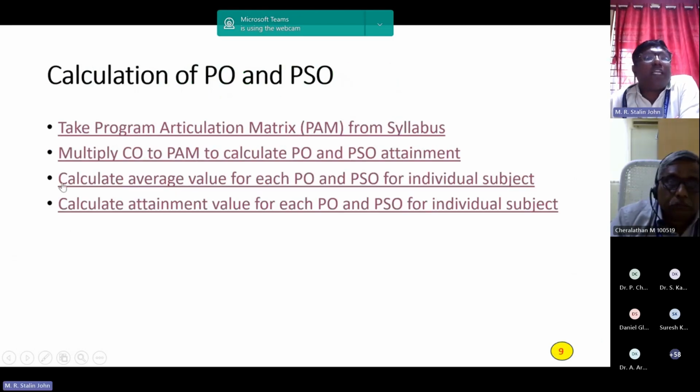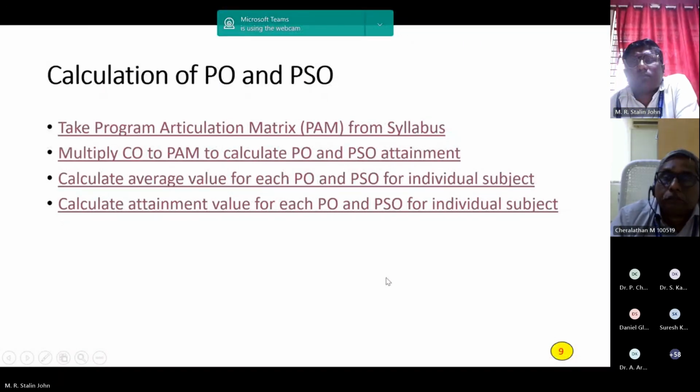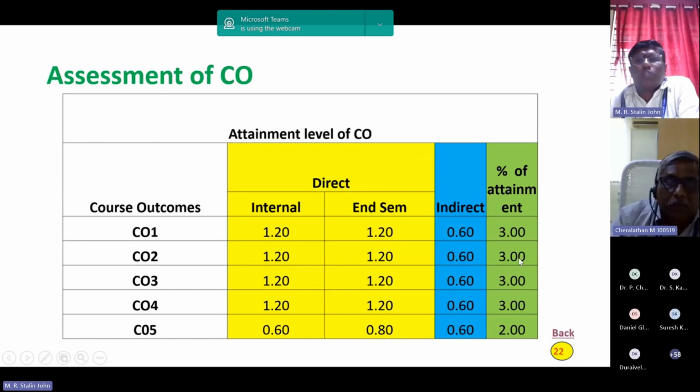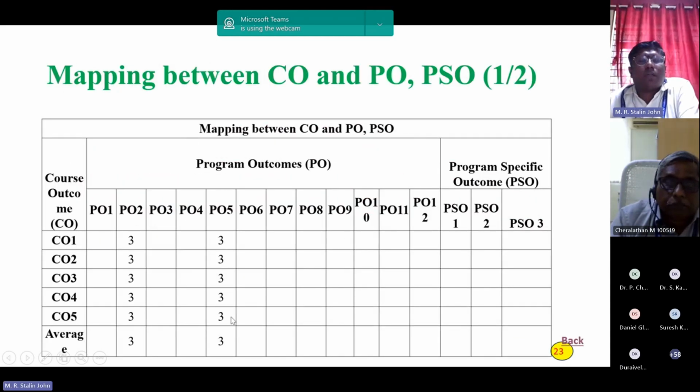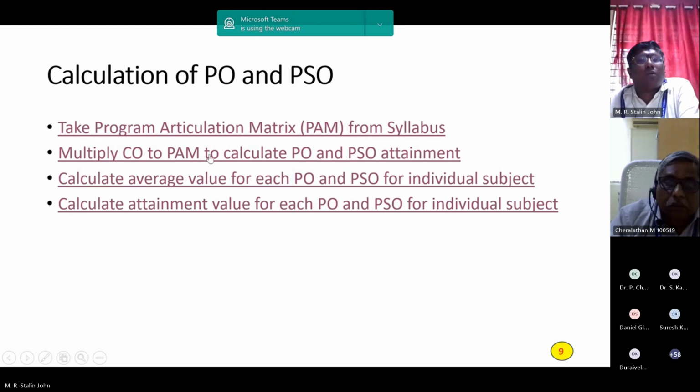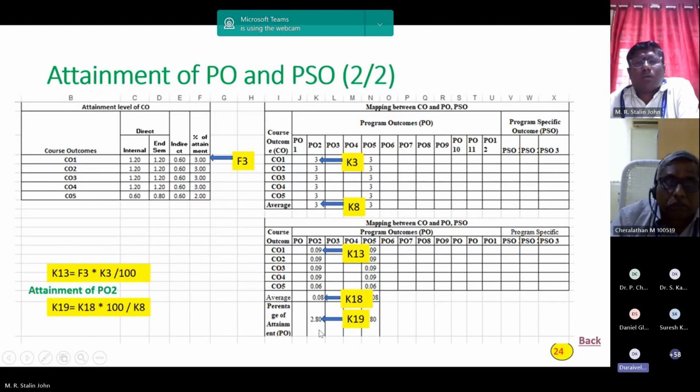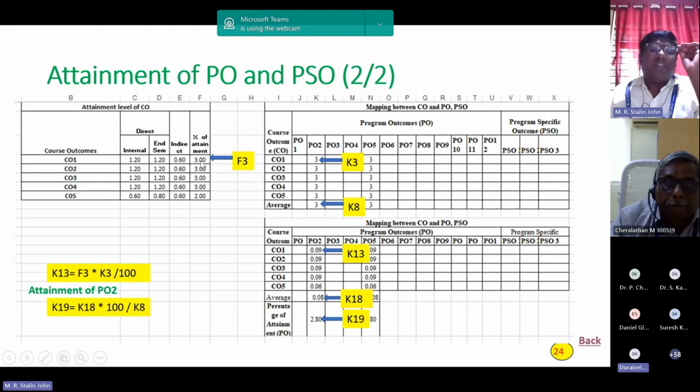Now, after calculating, I have a doubt. Can I ask, sir? Yes. In the previous slide, you have mentioned the percentage of attainment. That is the level of attainment, right? That is not a percentage. In the articulation matrix, here F3. That is not a percentage. That is the level, I think. Yes, it's a level.